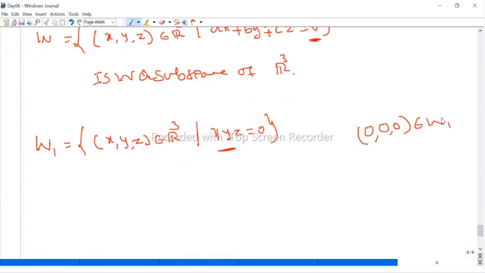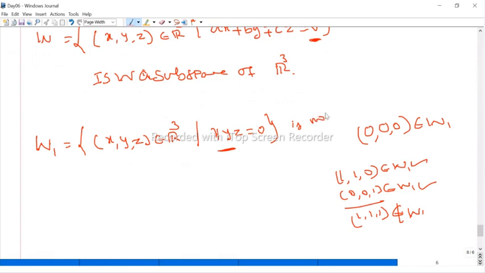Then if you take any two elements, the sum should be in the set. Suppose I take (1, 1, 0). Clearly this is an element of W1 because the product is 0. Suppose I take (0, 0, 1). This is also an element of W1 because the product is 0. Now I add them and get (1, 1, 1). But the product is 1, so it does not satisfy the property. Therefore, this element is there, this also is there, but the sum is not there. Therefore, this is not a subspace of R3.